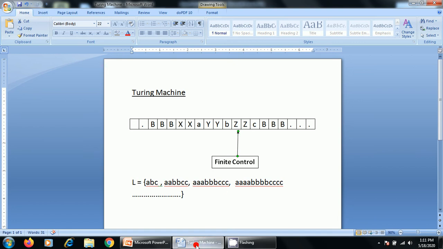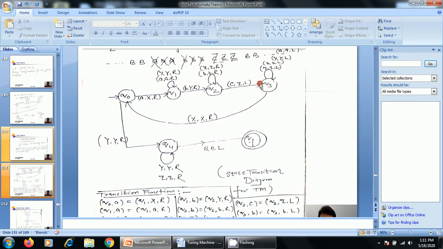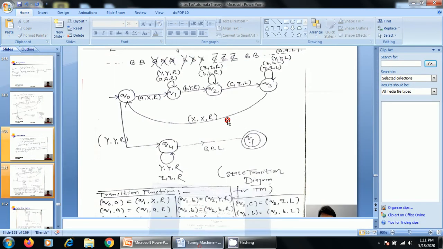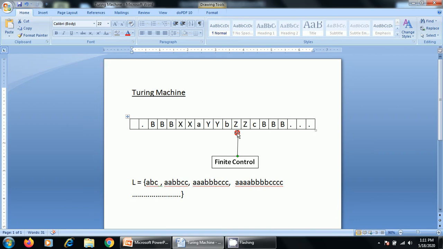Okay. Now see, if there is a C, make it Z and move left. Now we are at this position. Now what we have to do is find the third A, and before finding the third A, we'll search for the first X. In between there may be a Z, B, Y, A. So cross all Z, all B, all Y, all A and move to this position.